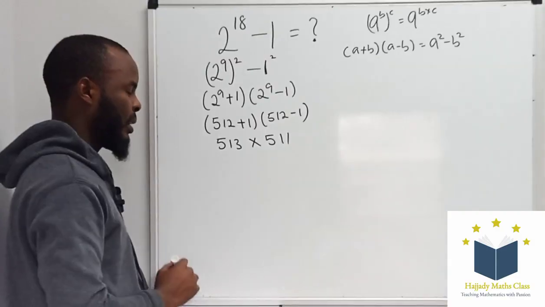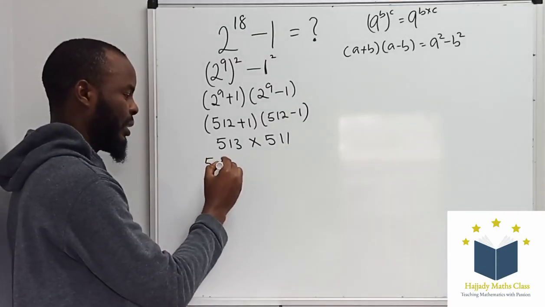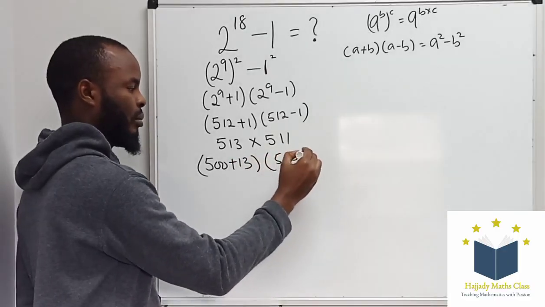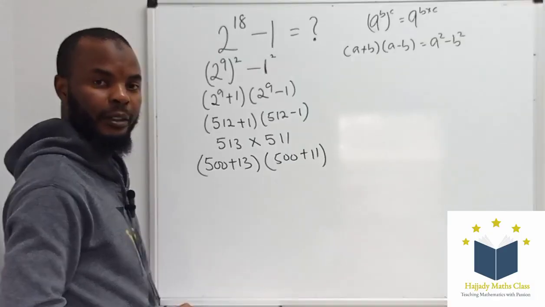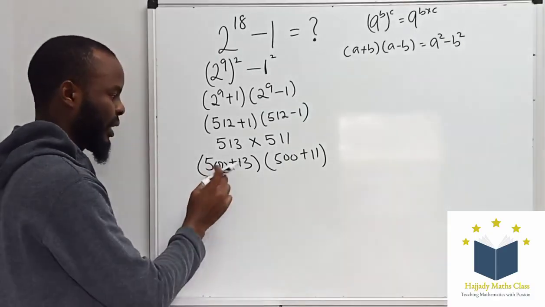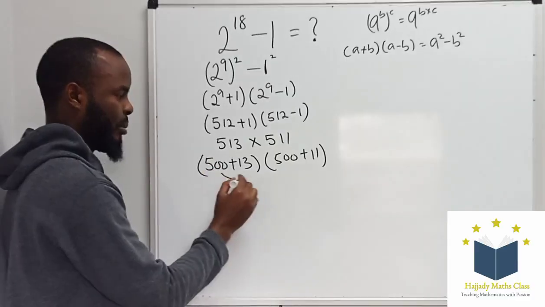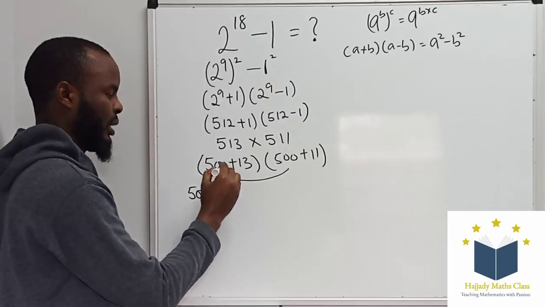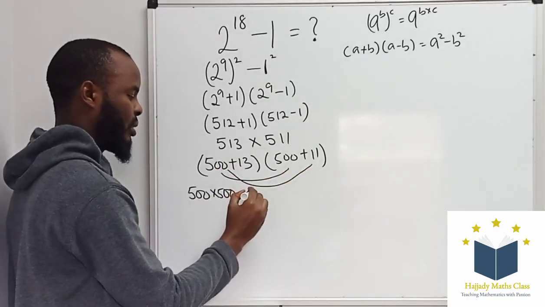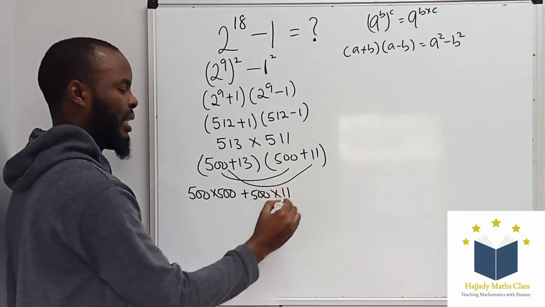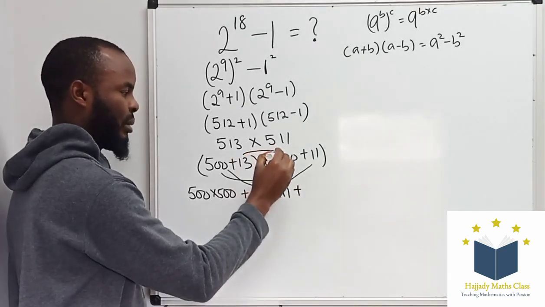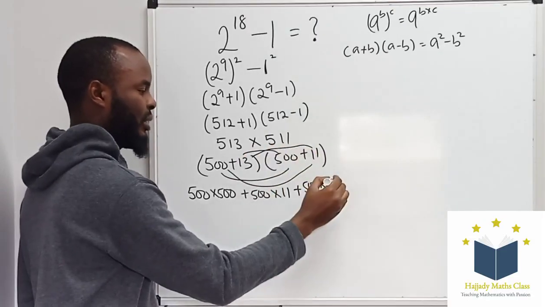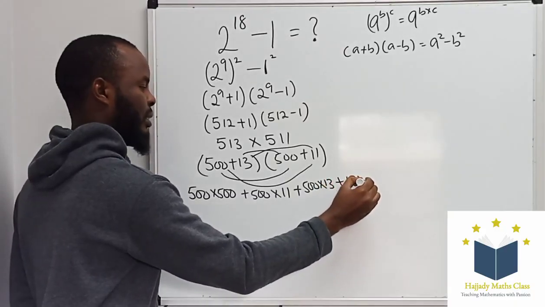So 513 is the same thing as saying 500 plus 13, and 500 plus 11. Okay, so now let's factorize. Multiplying this is going to give me 500 multiplied by 500, plus 500 multiplied by 11, plus 13 multiplied by 500, plus 13 times 11.